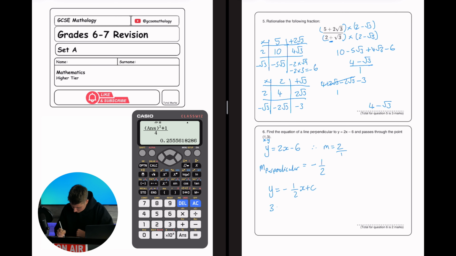So 3 is getting replaced for y, and then we've got minus a half times x, so minus a half times 1 plus c. So 3 is equal to negative a half plus c. So we're going to add a half to both sides. So 3 plus a half will equal c. So this is 3.5. So that is, as a fraction, 7/2. So the final answer is y equals negative a half x plus 7/2.